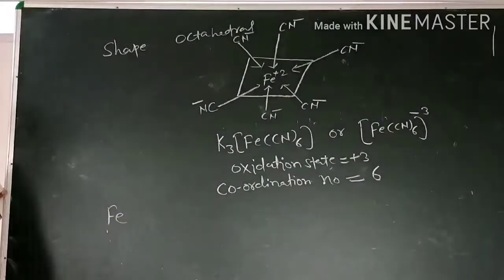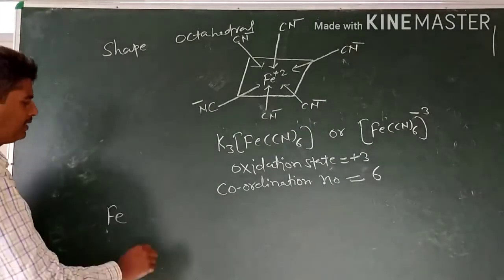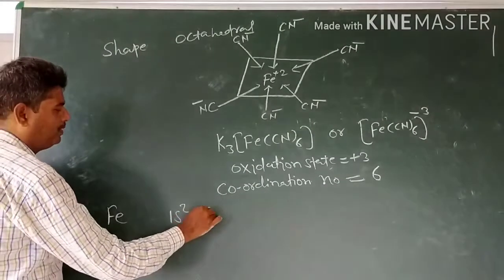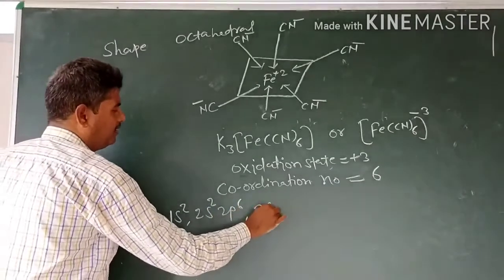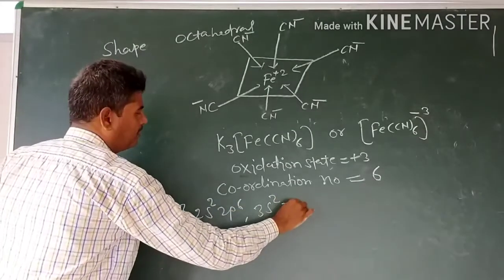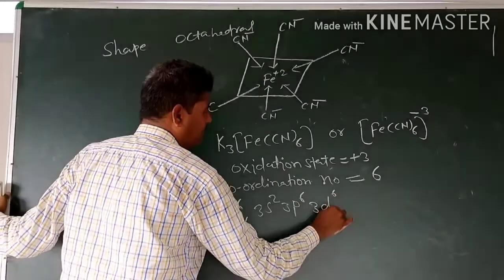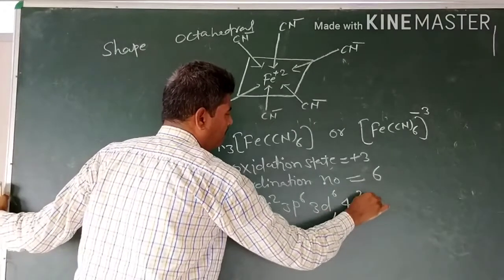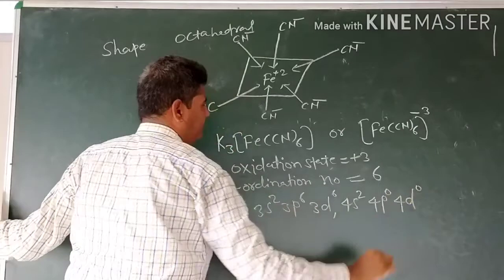Electronic configuration of Fe. Atomic number of Fe is 26. Electronic configuration of Fe: 1s2, 2s2, 2p6, 3s2, 3p6, 3d6, 4s2, 4p0, 4d0.